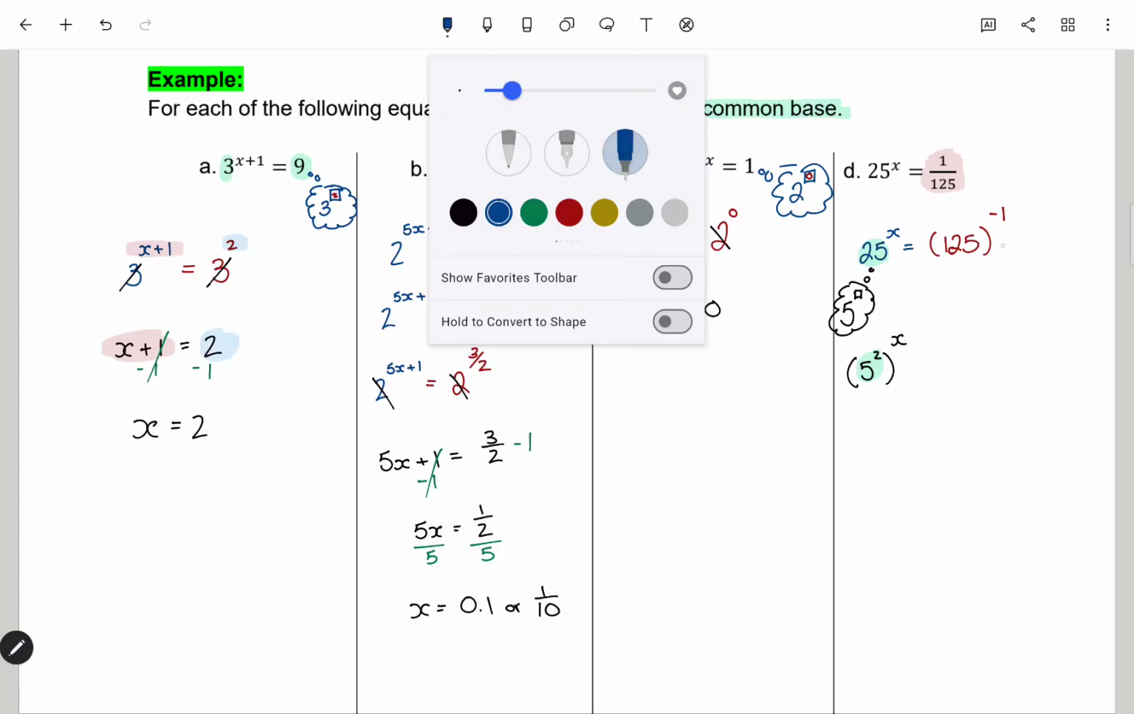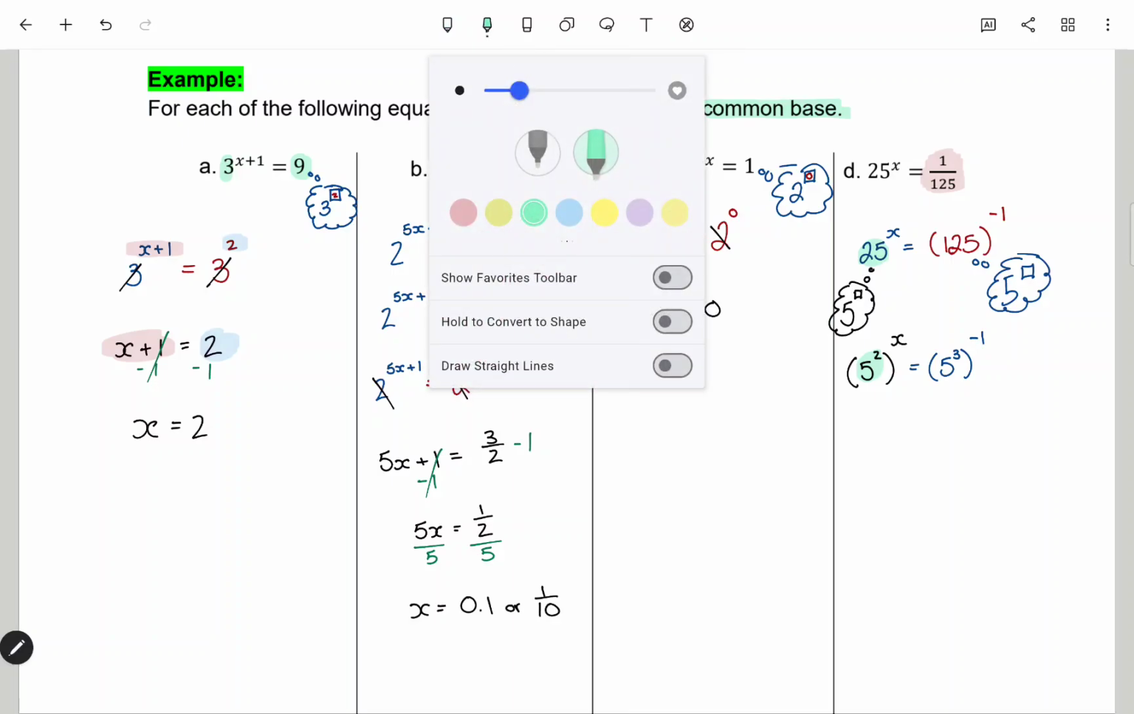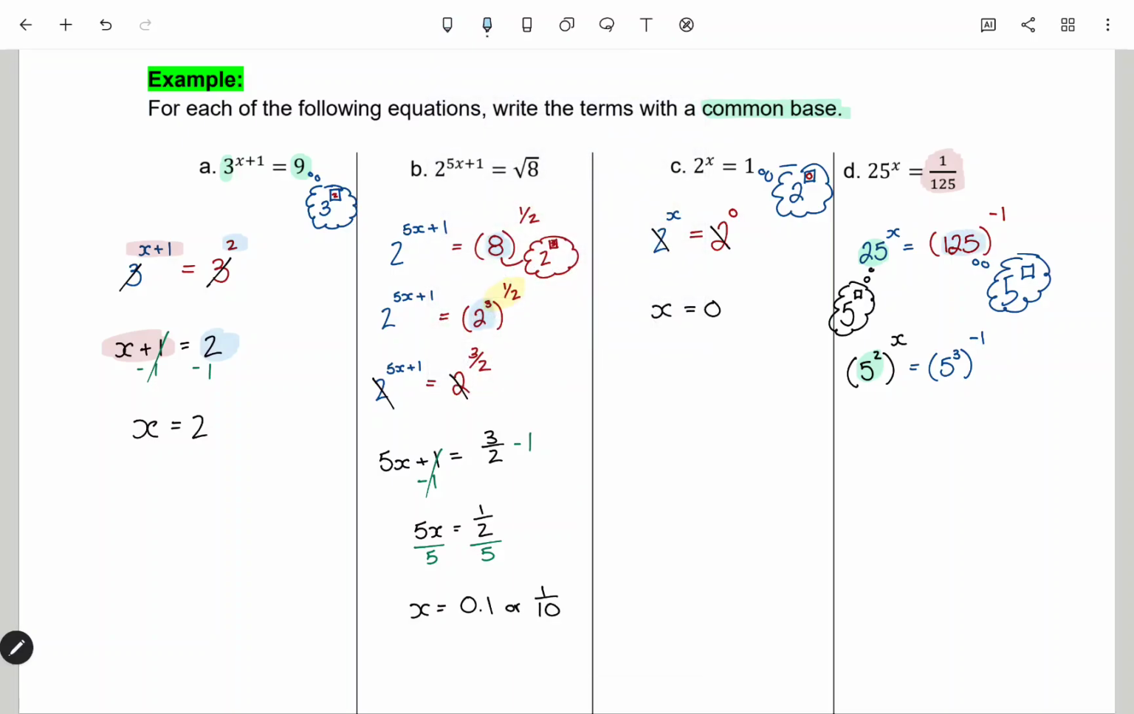We also need to think to ourselves, 5 to the power of what is equal to 125? And this one we get that it is 5 cubed. Again, we still have that negative 1 out on the outside. So again, all I did was take this 125 and write it as a common base.